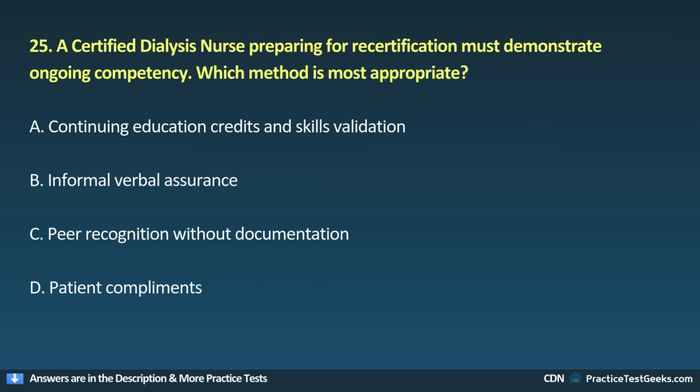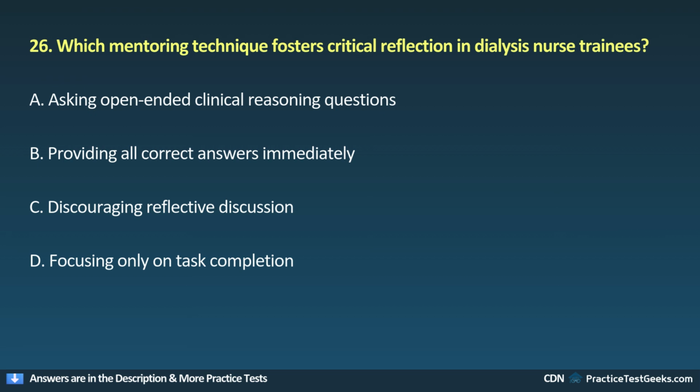25. A certified dialysis nurse preparing for recertification must demonstrate ongoing competency. Which method is most appropriate? A. Continuing education credits and skills validation. B. Informal verbal assurance. C. Peer recognition without documentation. D. Patient compliments.